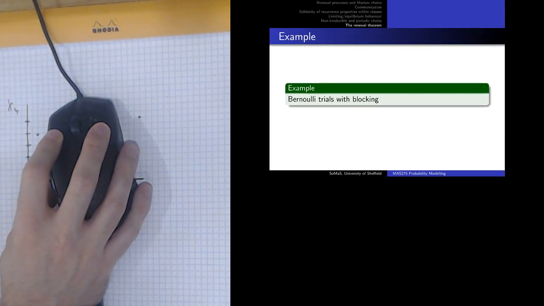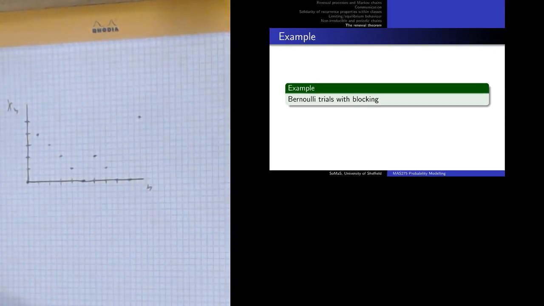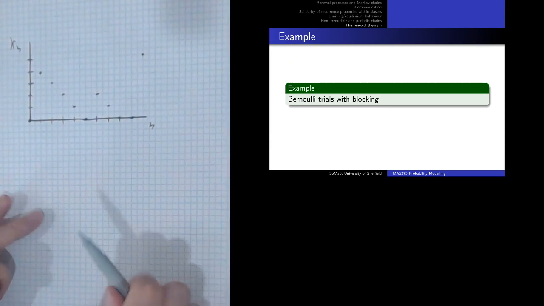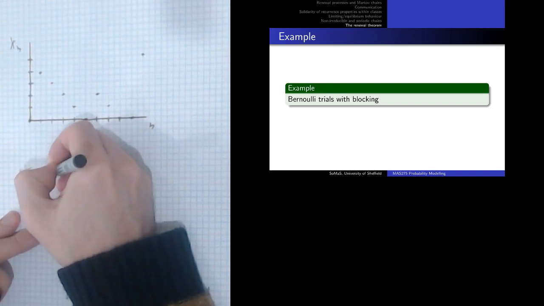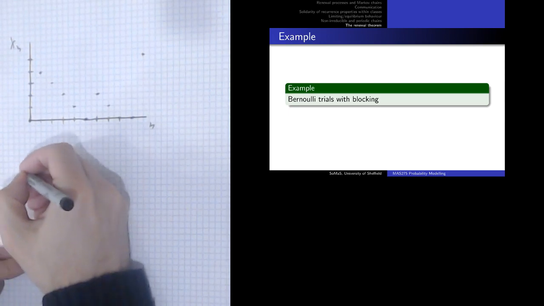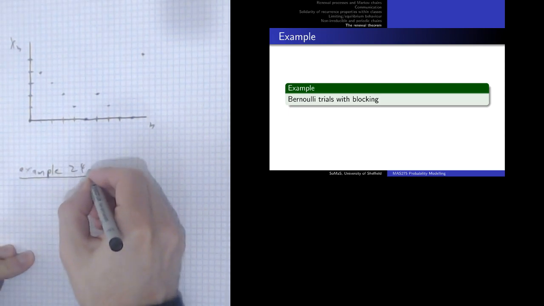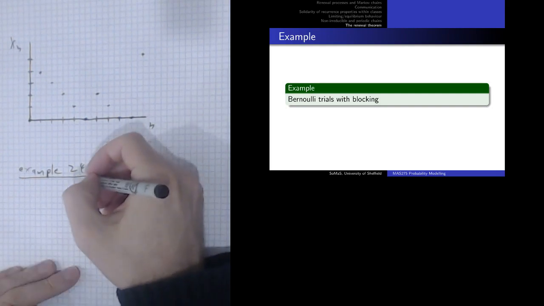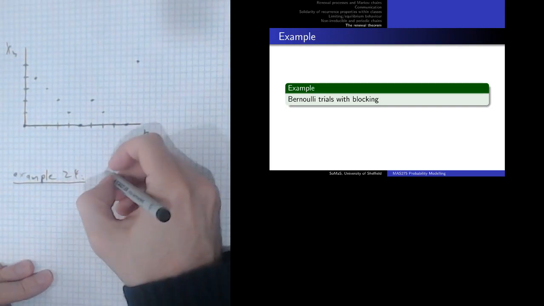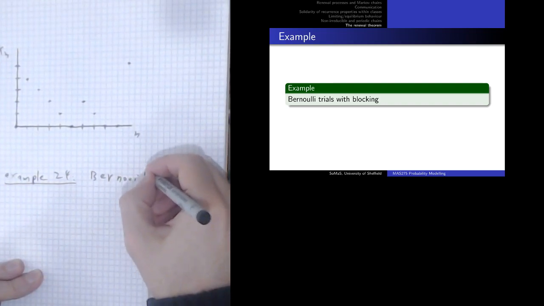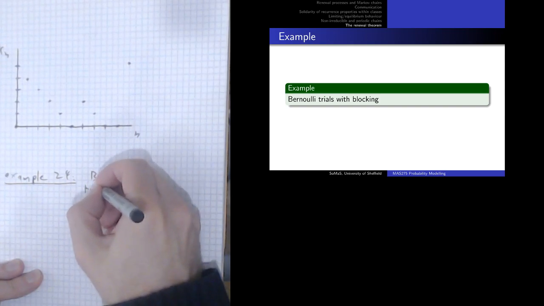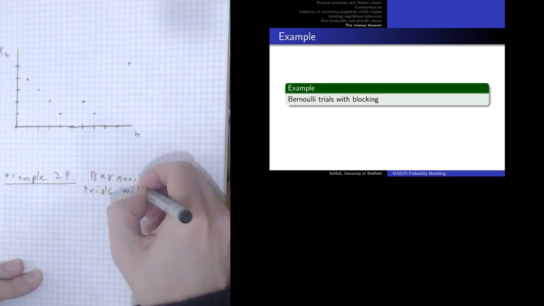And actually, I don't have much to say about this, because it's going to be one of the cases of just magical use of the theorem solving a problem. So let's go back. We're going to call this example 24: Bernoulli trials with blocking. It was done before I even joined this course.